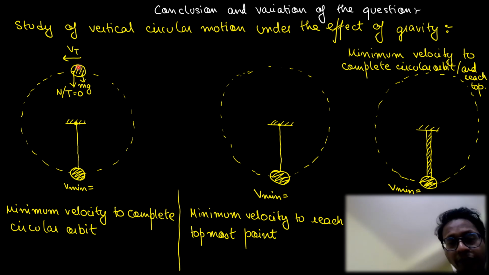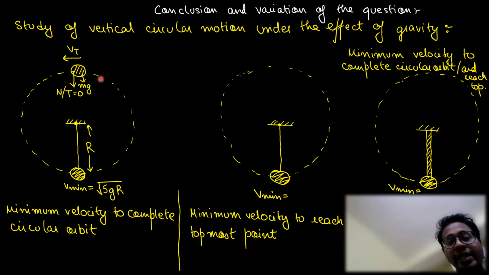Then what do we do? We apply the work energy theorem between this point and this point and get the minimum velocity to be under root of 5gr, where r is the length of the string or radius of the circle.